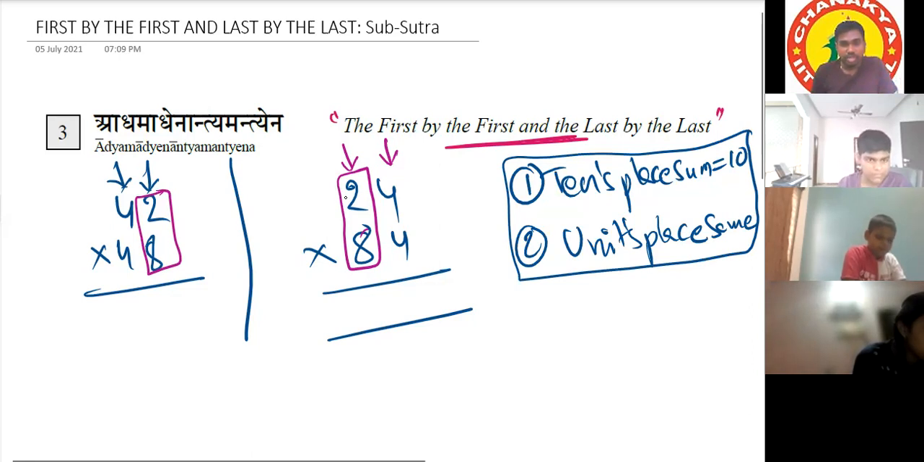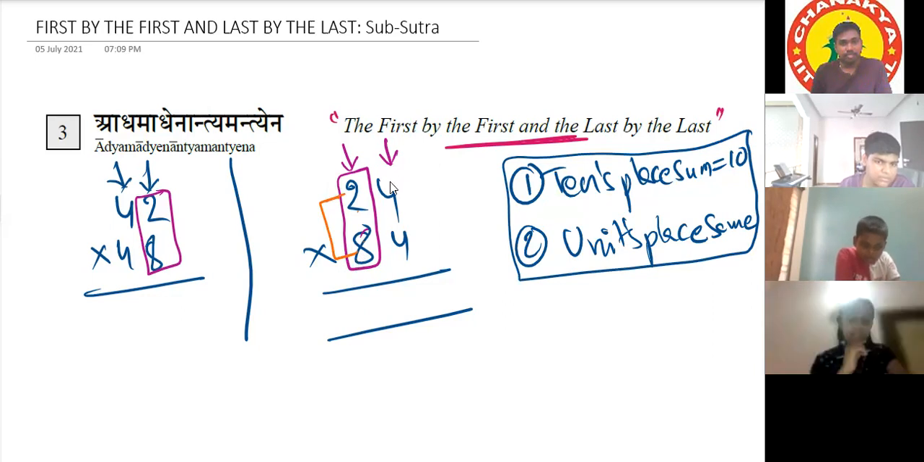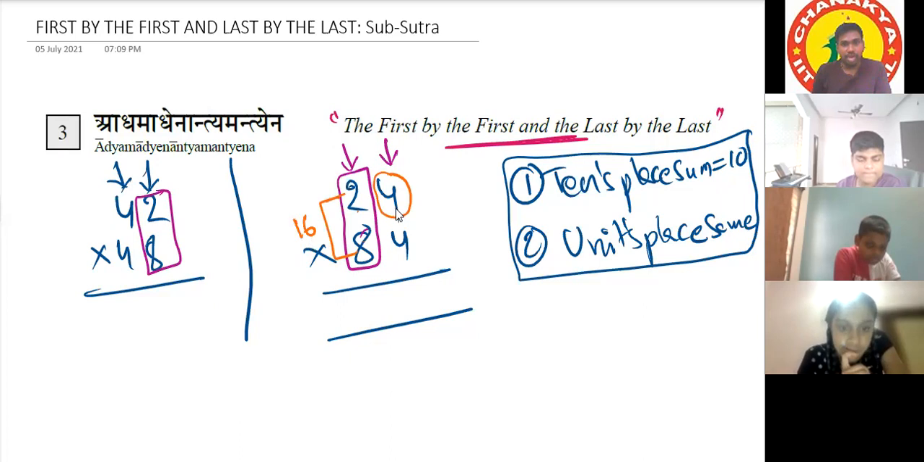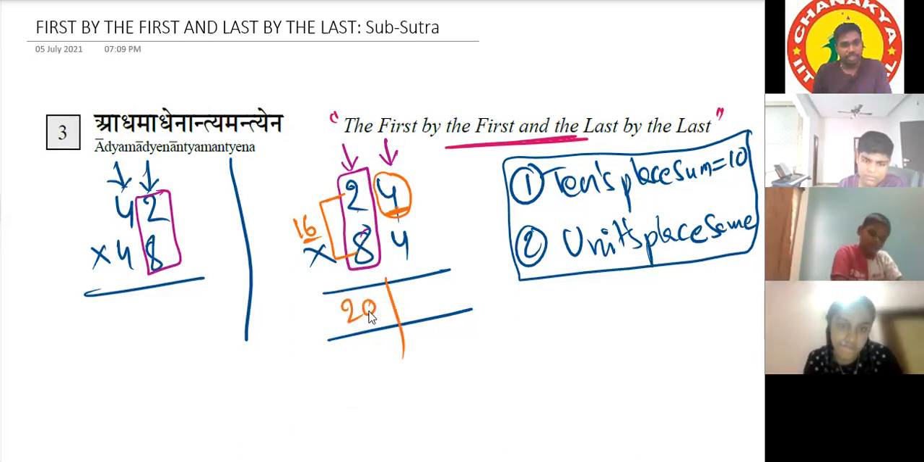What is the product of tens place numbers? Sir, 10. I'm not asking sum, I'm asking product. 2 8s are 16. What is the number which is there in units place? Sir, 4. So after multiplying these two and getting that 16, you have to add this 16 to this number. Okay, 16 plus 4 is how much? 20. With this first half is over.